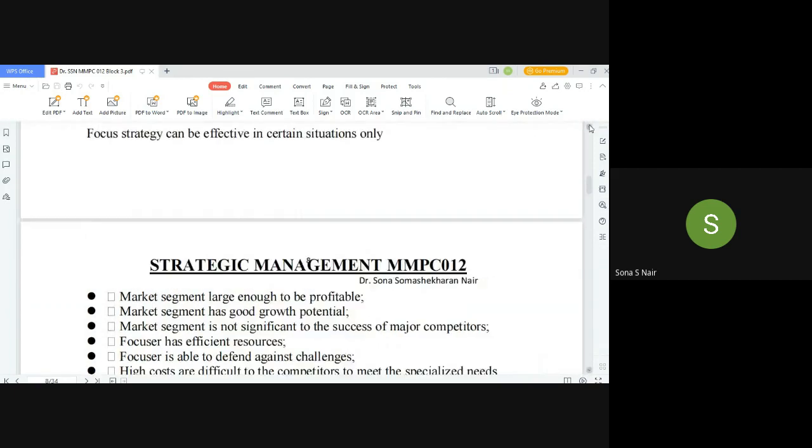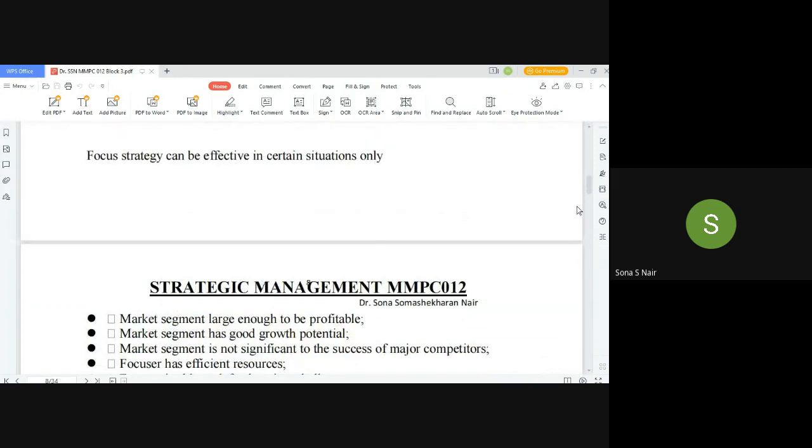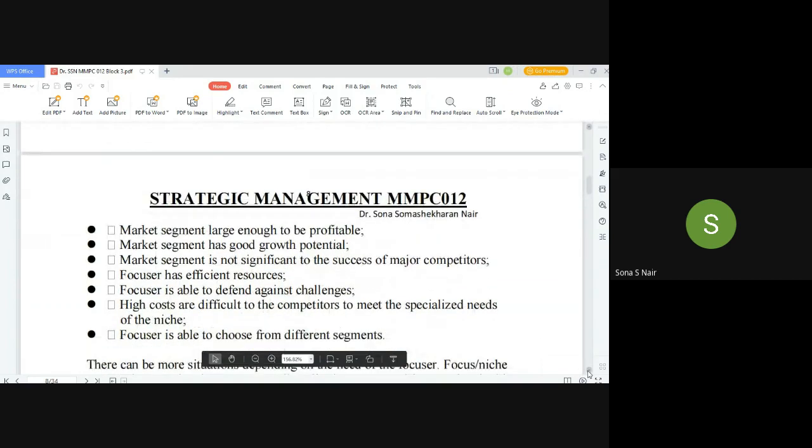Okay. Focused strategy can be effective in certain situations only. That means that when the firm goes ahead and focuses on certain specific marketplaces and either offers the low cost there or differentiated products over there, it will be successful only when the market segment is large enough to be profitable. Because the scale works here.